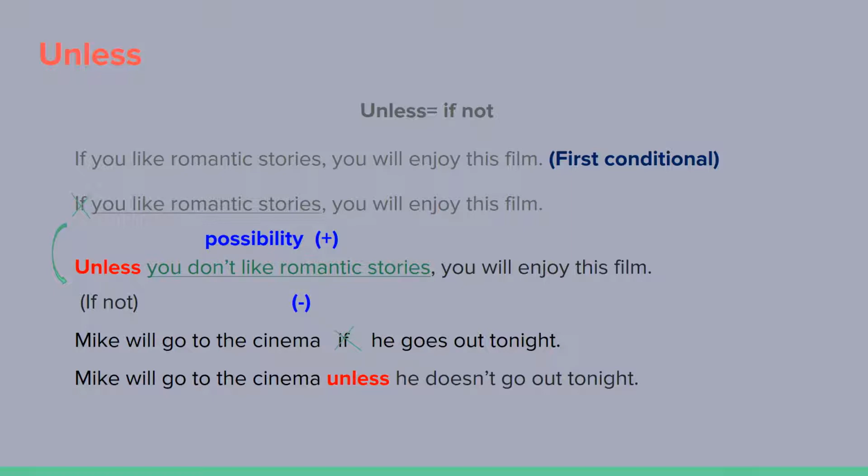Now let's go back to our example. If you like romantic stories, you will enjoy this film. Now we want to write this sentence using unless, but I want to keep the meaning the same. So I get rid of if and replace it with unless, and then I have to take a look at the structure of the situation sentence. In this case, you like romantic stories is a future possibility, but in terms of structure, it's a positive sentence. Since unless means if not, I need to change the structure of the situation sentence and make it negative.